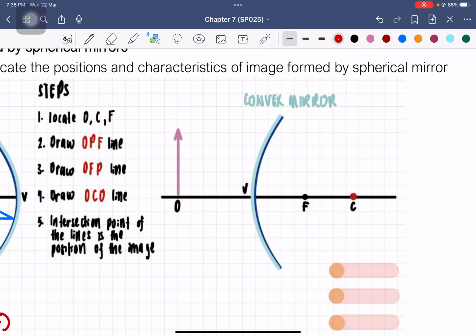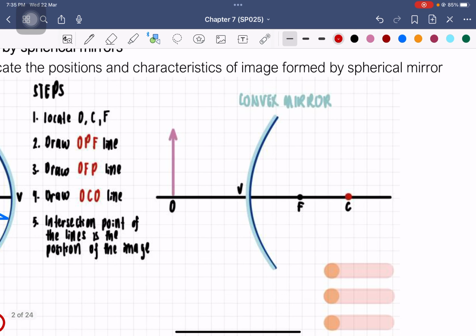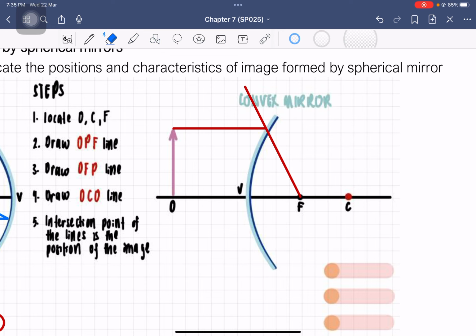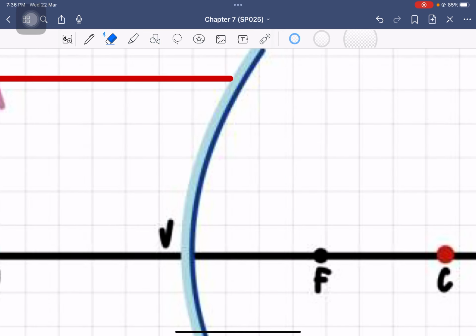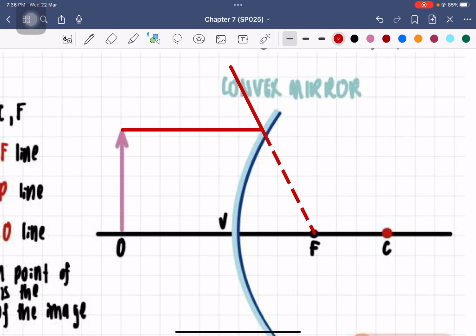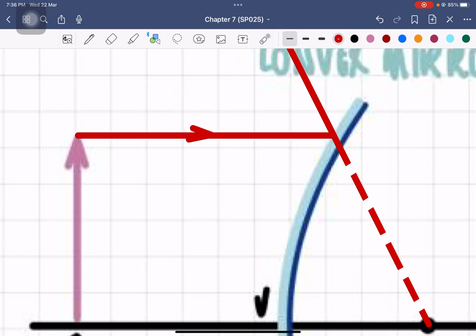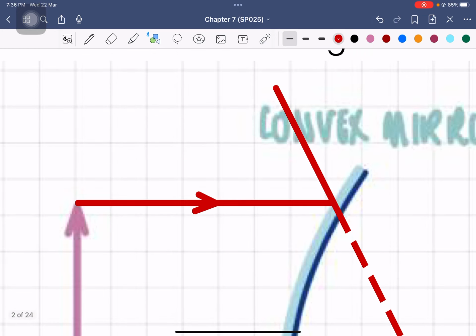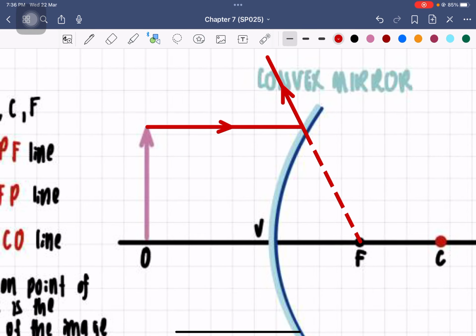Okay, so again, let's do OPF. So it's going to go from the top of the object, being reflected as if it originated from the focal point, something like that. Always remember to draw a dash line for the lines that are behind the mirror. So just erase some part of that and then draw the direction of your arrows. These are going to be here and this will be pointing here, right? Okay, one more ray.